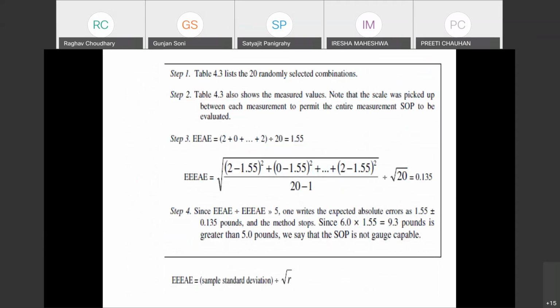The next step is that we calculate a few things like EEA, which is basically the summation of absolute errors, and we find the average of that. That's coming out to be 1.55. Then next, we find out triple EAE, which is the actual observation minus the average, divided by root 20, where 20 is the number of observations, and that's coming out to be 0.135. And the ratio is very much greater than 5.